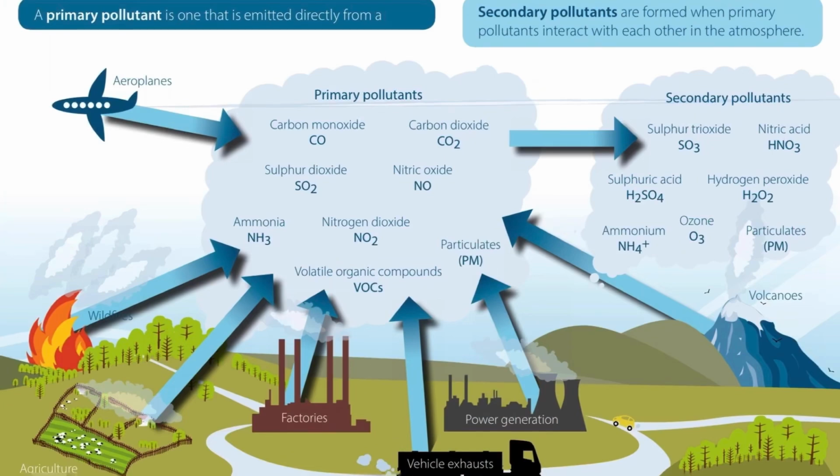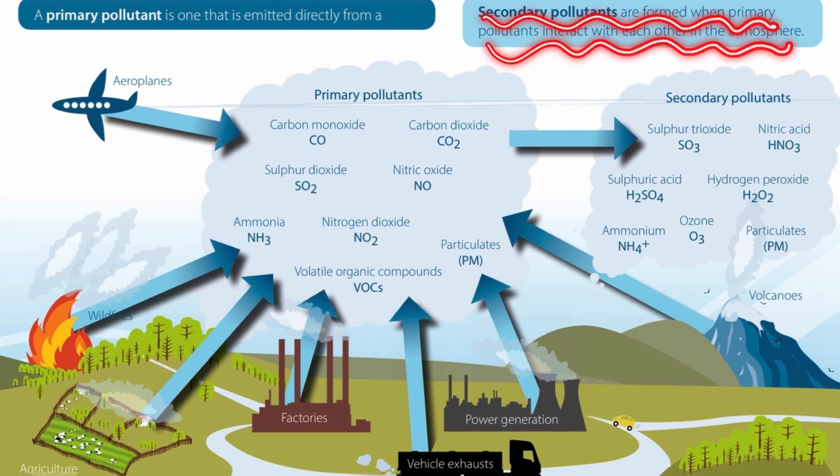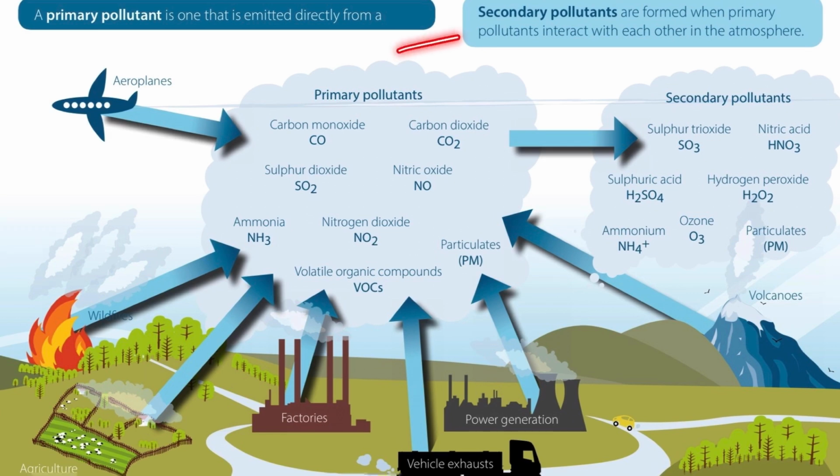On the basis of origin, the air pollutants are divided into two types. Number one is called primary pollutant, and the second type is called secondary pollutant. A primary pollutant is one that is emitted directly from the source, whereas secondary pollutants are formed when primary pollutants interact with each other in the atmosphere. With the passage of time, the concentration of secondary pollutants increases in the atmosphere.